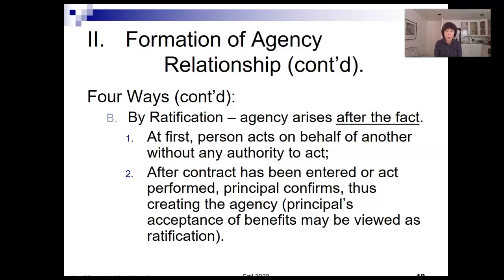The other person either confirms the representation after the event or after the action, and perhaps the other person accepts the benefits of such representation, thus creating an agency between the two of them. And so while they may not have started out as principal and agent, afterwards they are principal and agent.